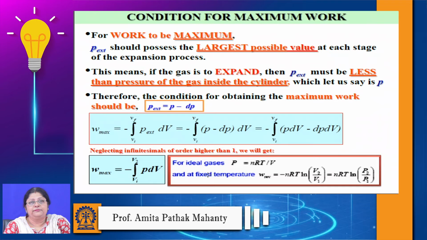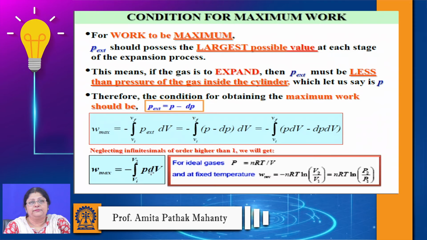Now for an ideal gas, what can we do? We can replace this P by nRT by V. Suppose it's an isothermal process. If it is, then I can say T is constant. So n, the number of moles, R, and T are constants, and the only change is the volume. So I put it in here, and V is in the denominator. So what do we get?